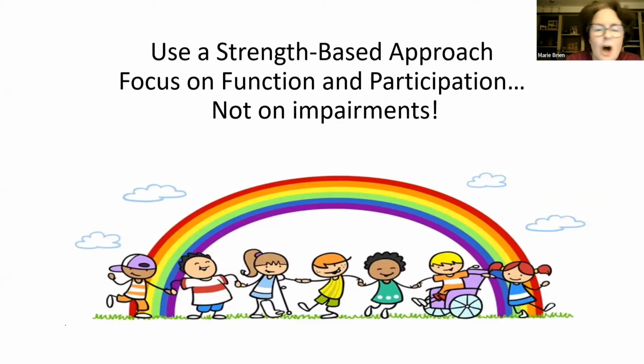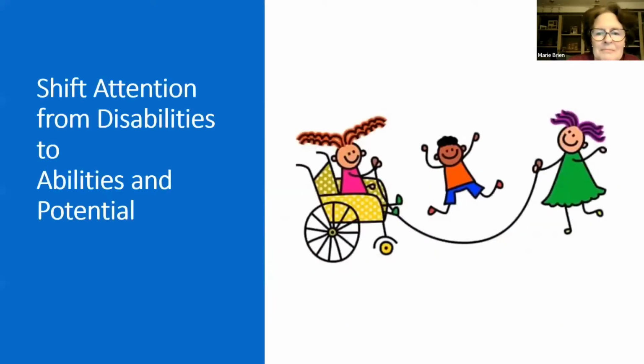Whether it's a toddler, a school-age child, an adolescent, or an adult, we want to look at what the person can do before we think of what the person cannot do. So we focus on function and participation, not just on impairments. So again, it's a shift of our attention from disabilities to abilities and potential. And I will be covering this today, how to go about thinking in this way.